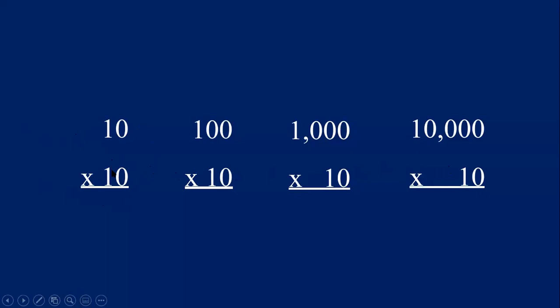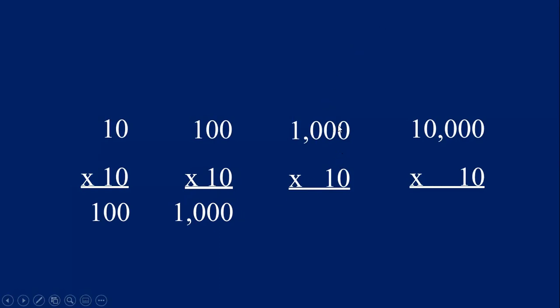10 times 10 equals 100. Here's our 10 with our 0 behind it. What is 100 times 10? Well, take this 100, put a 0 behind it, and we have 1,000. We just shift this 100 over one place value and put that 0 in the ones place, and that brings us up to 1,000. How about 1,000 times 10?